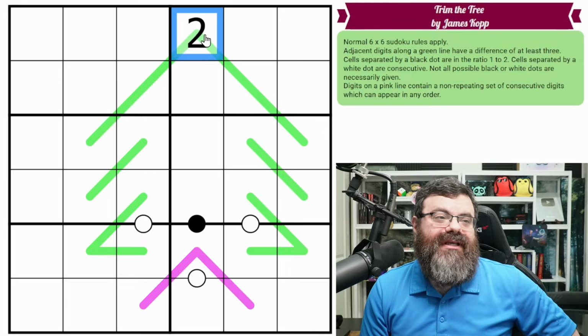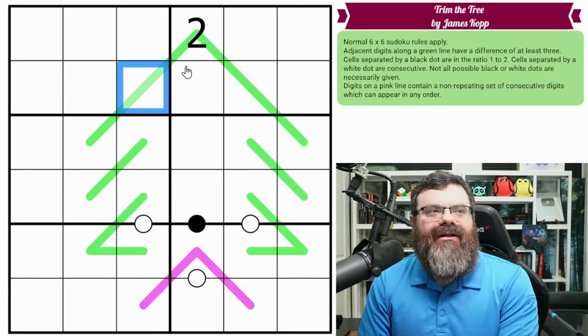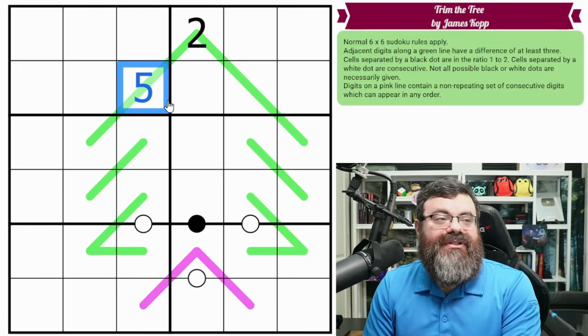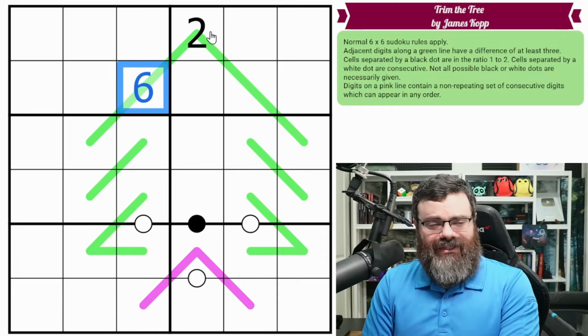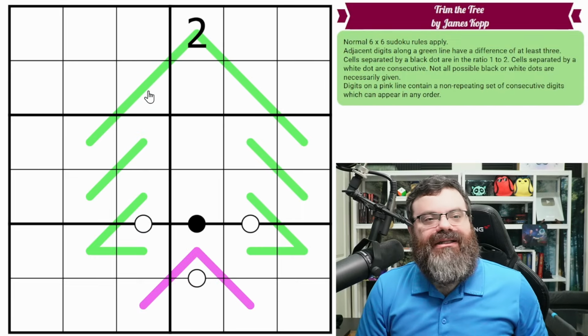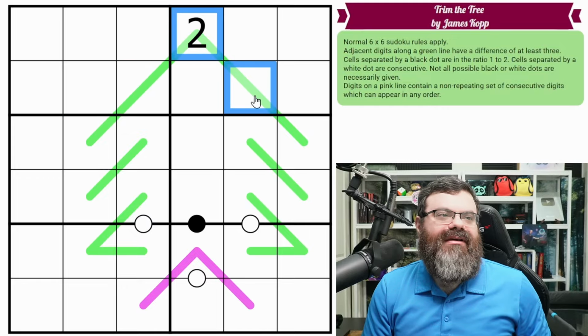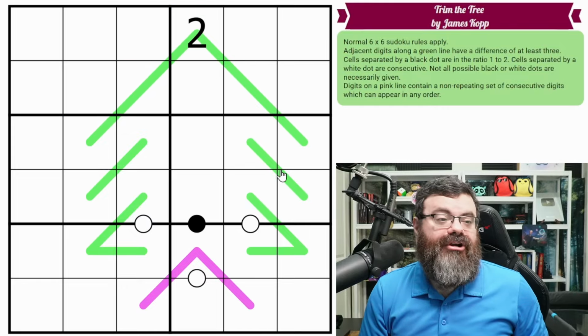Let's just focus on this 2 here, which is already placed. What can go next to the 2? Well, we can do a 5 because 5 minus 2 is 3, or we can do a 6 because 6 minus 2 is 4. We can't do any other digit because they are too close to the 2. So basically, for any pair of digits along this line, the big number minus the small number needs to be 3 or larger.